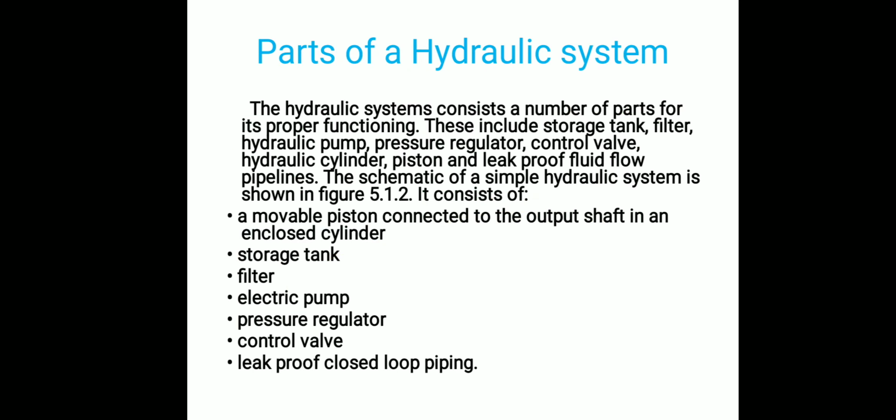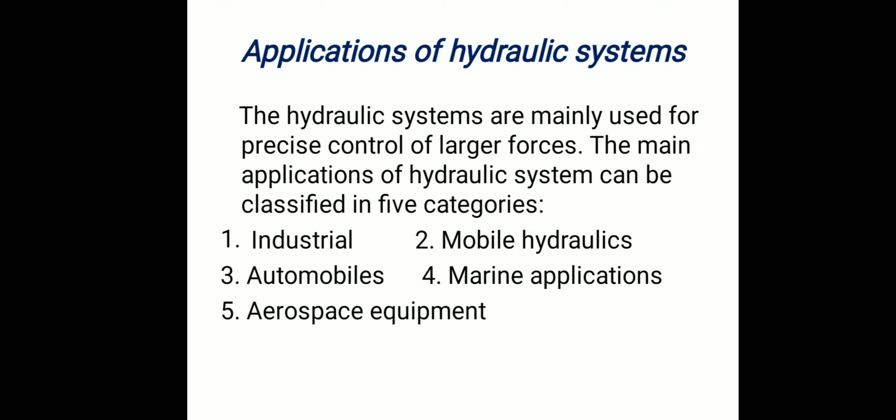These are the main parts of a hydraulic system: a movable piston connected to the output shaft in an enclosed cylinder, storage tank, filter, electric pump, pressure regulator, control valve, and leak-proof closed loop piping. Now coming to the applications of the hydraulic system, mainly these are used in 5 different sectors: industrial applications, mobile hydraulics, automobiles, marine applications, and aerospace equipment.